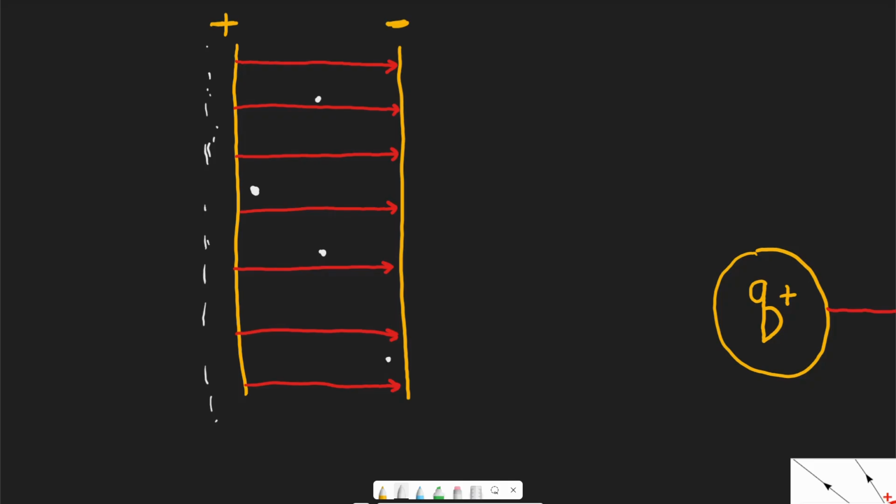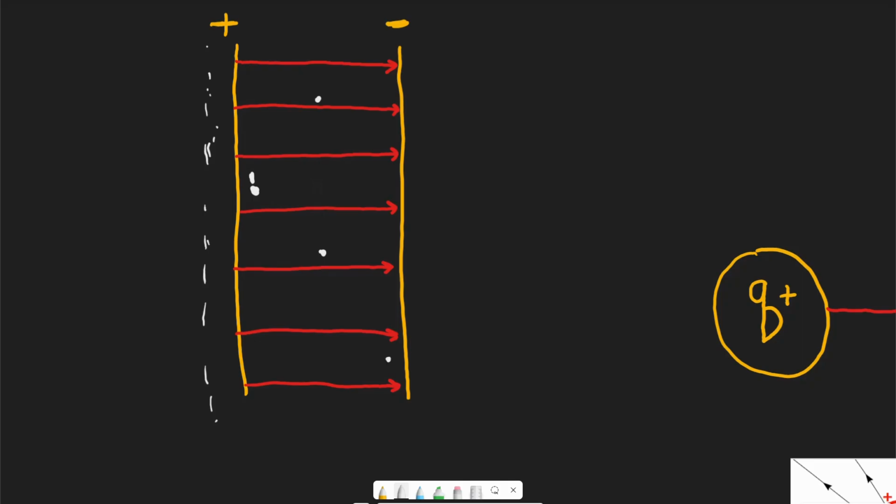Why is that? That's because if the charge is over here, for example, then the force it experiences due to this is going to be very high, but the force it experiences due to this is going to be very low because it's so far away from this plate. If it's in the middle, then the forces are going to be kind of moderate from both sides.